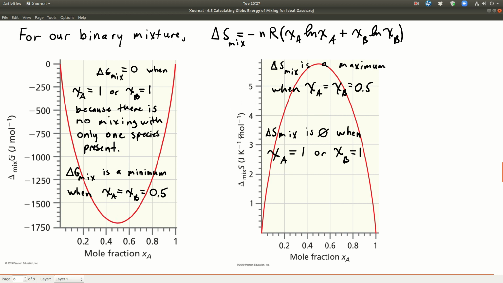Let's look at the delta S of mixing. Looks like this. It's a maximum where we have equal components, equal amounts of each component. And it's 0 when we have either pure A or pure B. Pure A would be here, pure B would be there. And that makes sense because there's no change in entropy of mixing when there's no mixing. So only one component, no mixing.